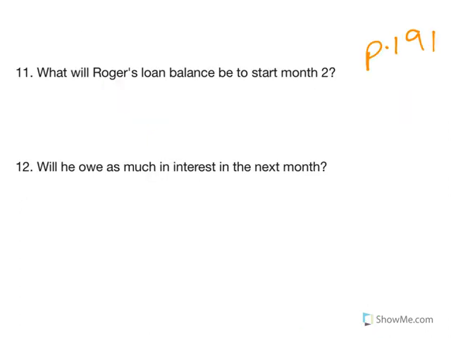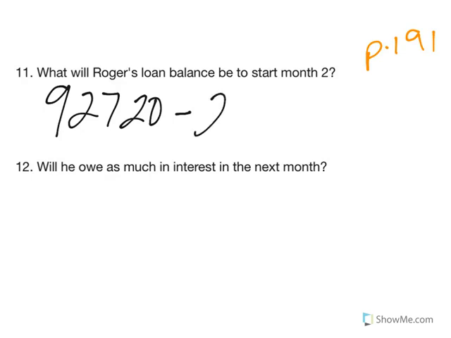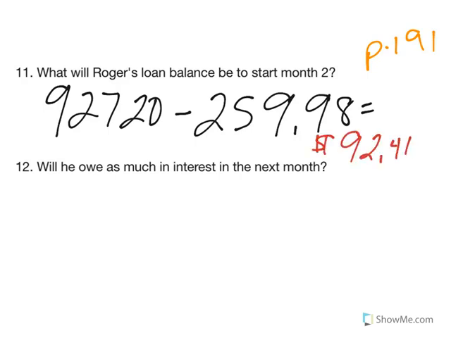So when I go to number 11, what will Roger's loan balance be to start month 2? Well, if he started with $92,720 and his balance reduced by $259.98, now he owes $92,460.02. So you can see after that first month, that $550 house payment didn't reduce the balance by that much. So it does go down, but it goes down slowly.